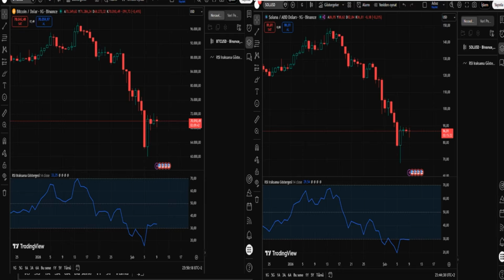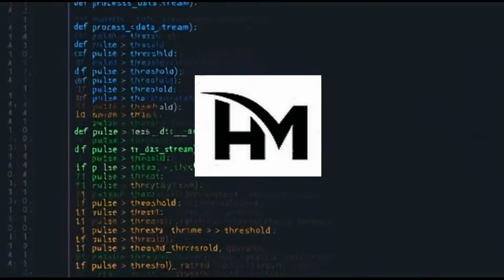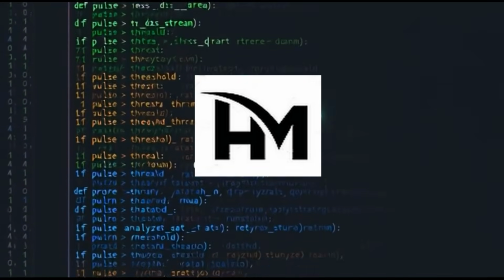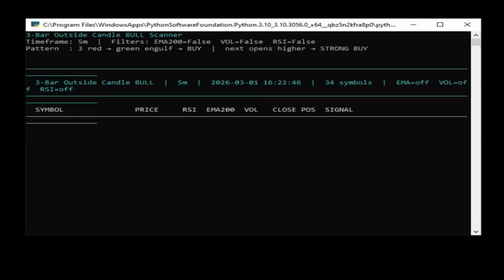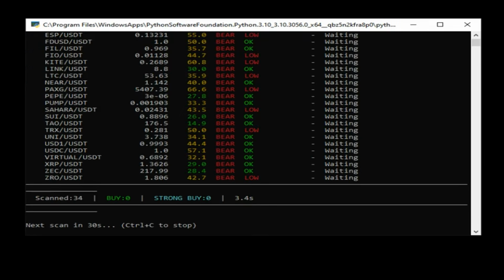Now we will run the Python scan code related to this topic and see. But since this formation occurs 3 to 5 times a day, patience is needed. We may not catch a signal, but it will test whether the code is working or not.